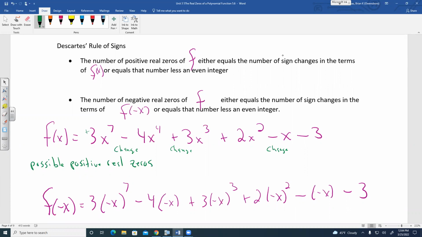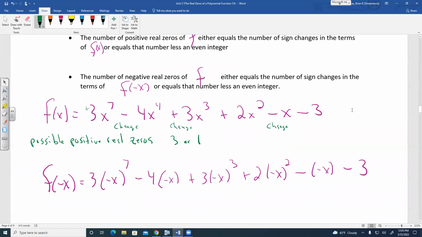So there's 3 sign changes. It went positive to negative. That's a change. Negative to positive is a change. Positive positive is not. Positive negative is. Negative negative is not. So 3 sign changes. So the number of positive real zeros could be either 3 or 1, because you have to decrease by an even integer. So you'd be looking for 3 positive or 1 positive.